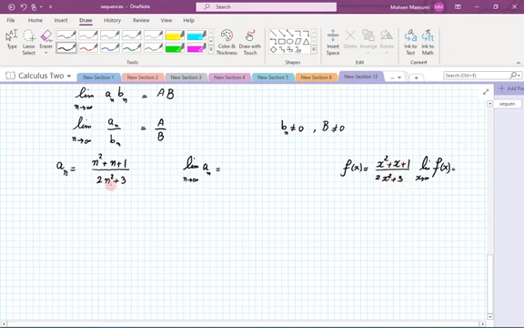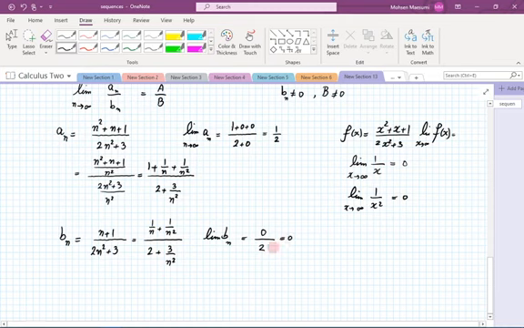Now if I want to write the limit of b_n, the denominator as before is just 2, but in the numerator, that 1 is missing, and 1 over n and 1 over n squared both go to 0, so I get 0 over 2. So the lesson to be learned here is that if the degree of the numerator is less than the degree of the denominator, then the limit is going to be 0.